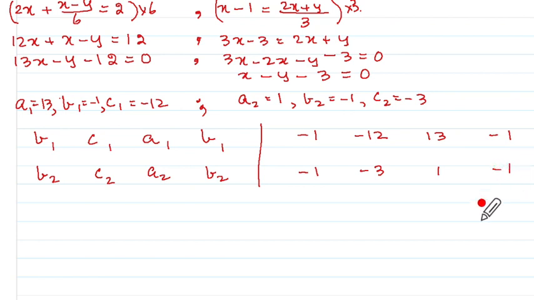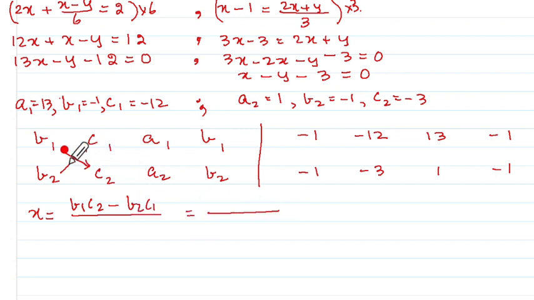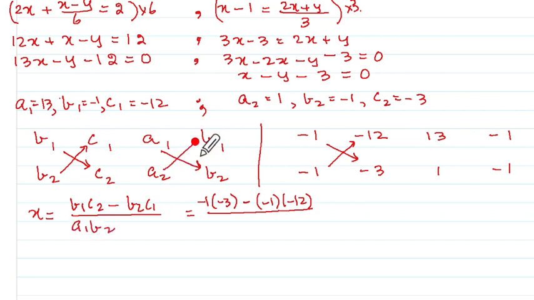Okay, now your x is going to be equal to b1 c2 minus b2 c1. Okay, so in the numerator we'll do exactly the same thing, multiply this. So -1 into -3 minus this way means -1 into -12. The denominator is going to be equal to a1 b2 minus a2 b1. So we will do exactly the same thing here in the denominator.